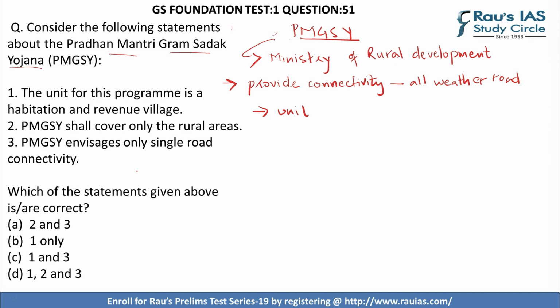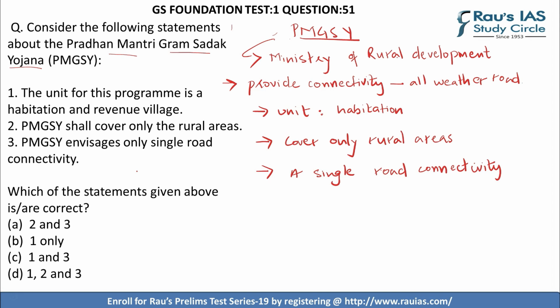The unit for PMGSY is a habitation. Please keep in mind that this scheme shall cover only the rural areas in the country. The scheme envisages a single road connectivity. A single road connectivity means that if a habitation is already connected by way of an all-weather road, then no new work can be taken up.